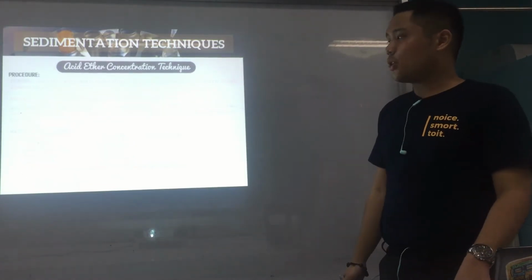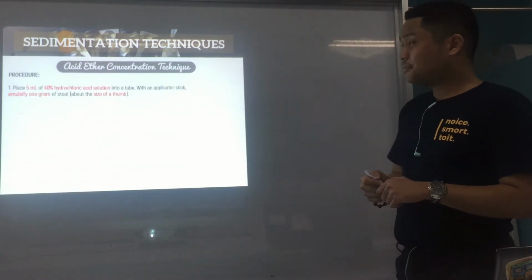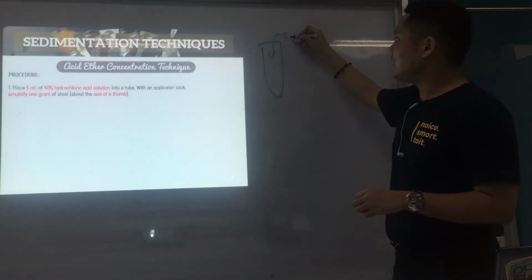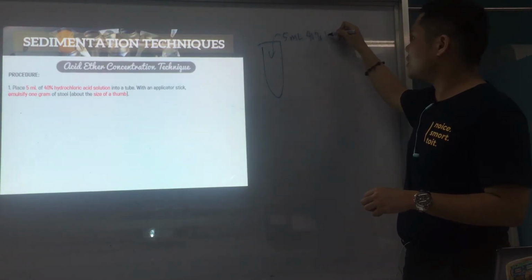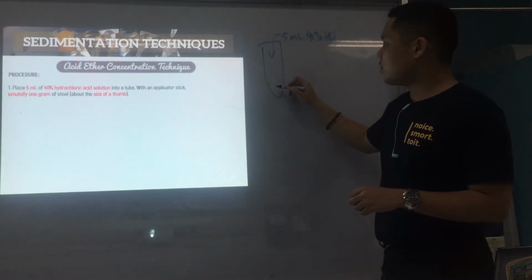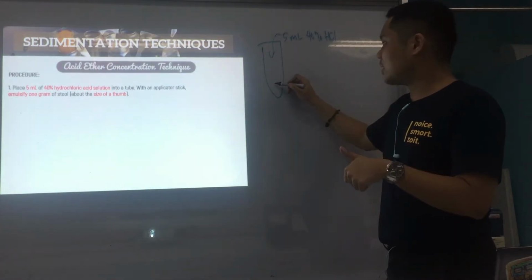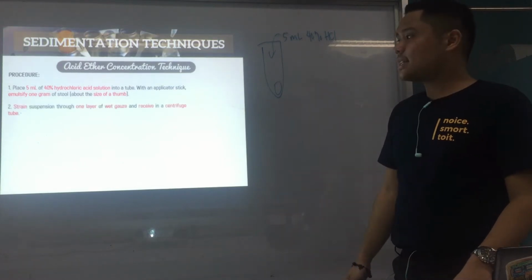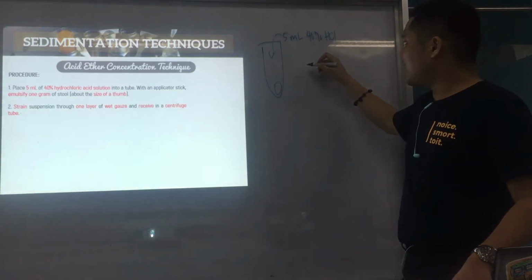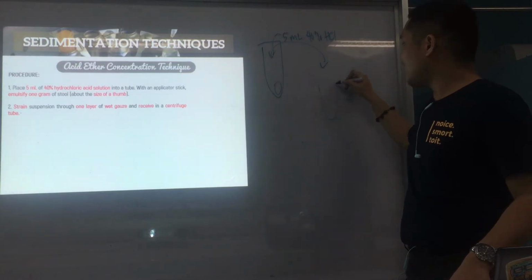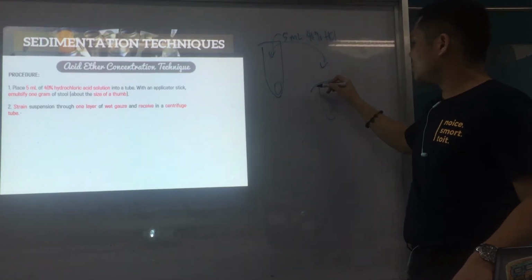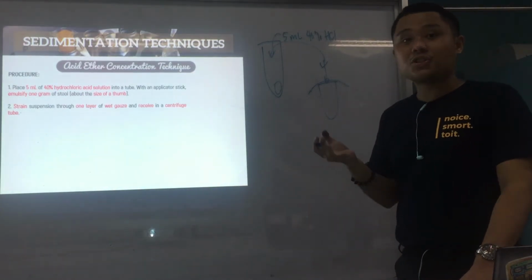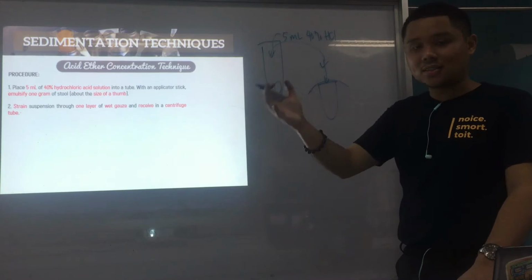Now for the procedure, first, in a tube, you add 5 ml of 40% HCl, and you emulsify 1 gram of stool, about the size of a thumb. So emulsify, you mix, okay? Next, this suspension you put in another tube that has 1 layer of gauze. Sorry guys, I don't know how to draw. The main purpose of gauze is for straining, to remove bigger debris in the stool.